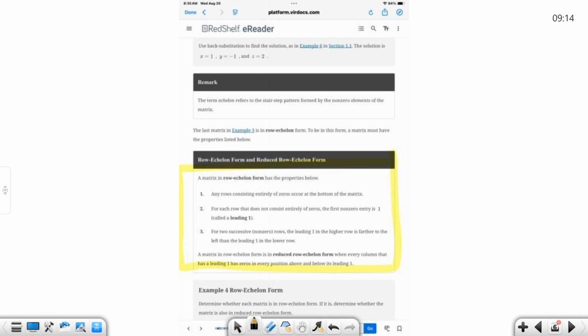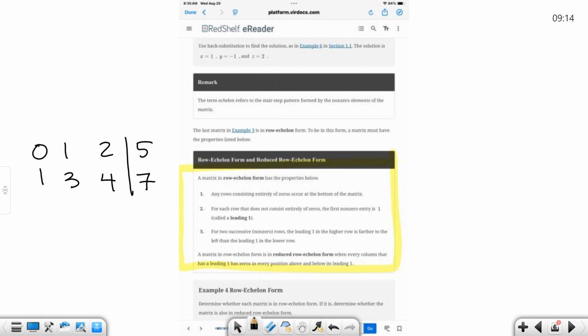Okay? So trying to picture what it's asking you here. If you have a 1, let me write it again. If you have two rows, let's say you had this row and you had this row.